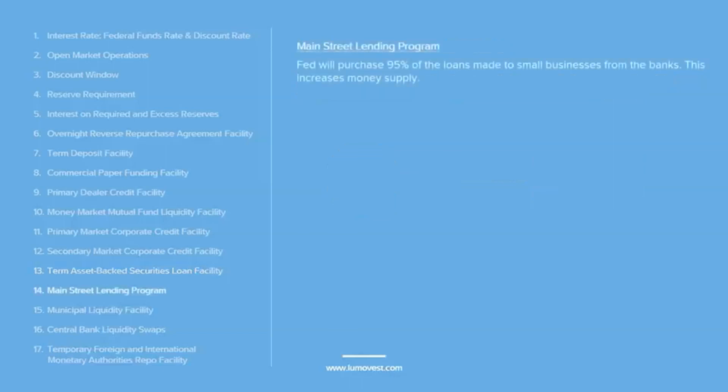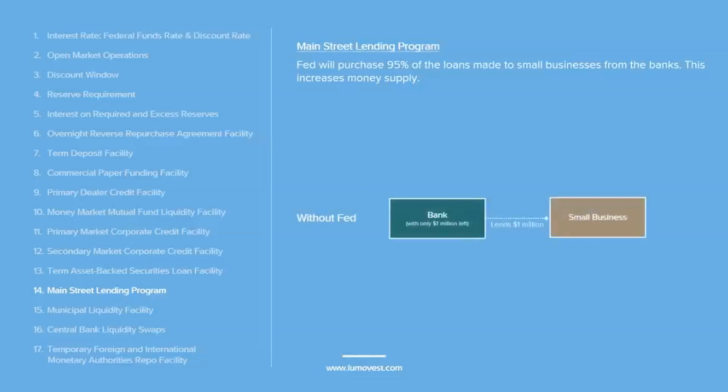The Fed also supports small businesses through the Main Street Lending Program. Under this program, the regular banks can extend loans to small businesses, and then the Fed will buy 95% of the loans from the banks. So, for example, suppose Bank of America only has $1 million left that it can lend to its customers, and it lends this last million to a small business. Without the Main Street Lending Program, that $1 million is all the money Bank of America will be able to lend.